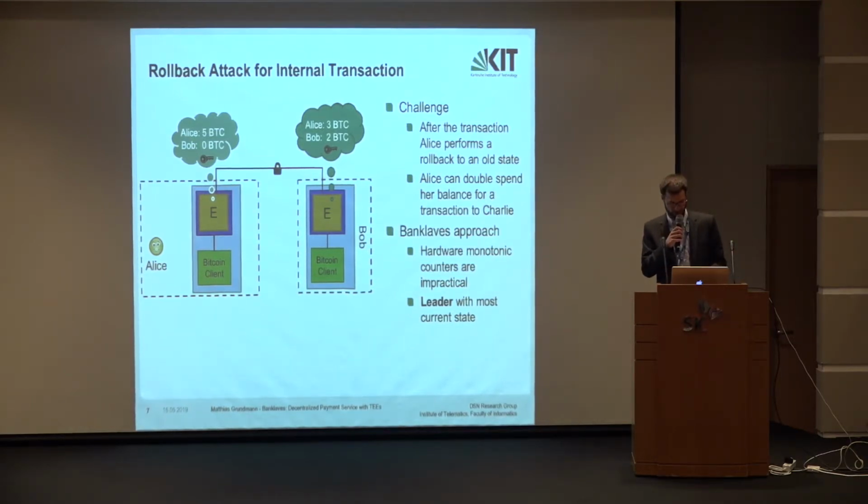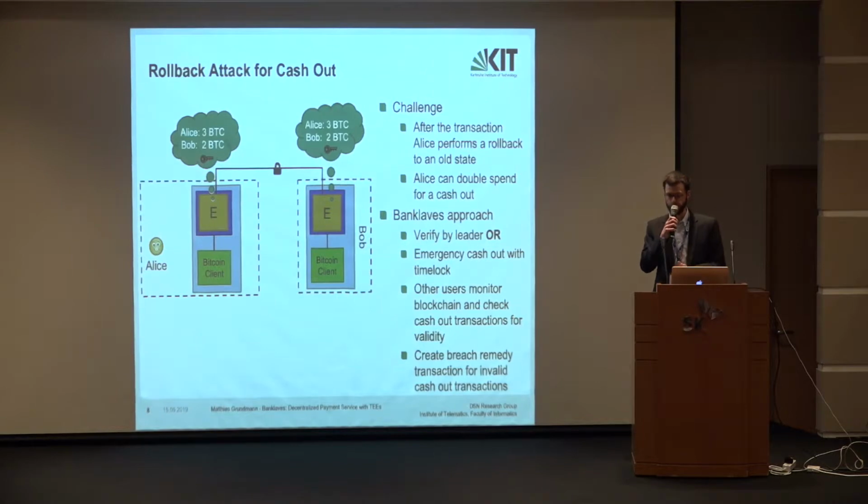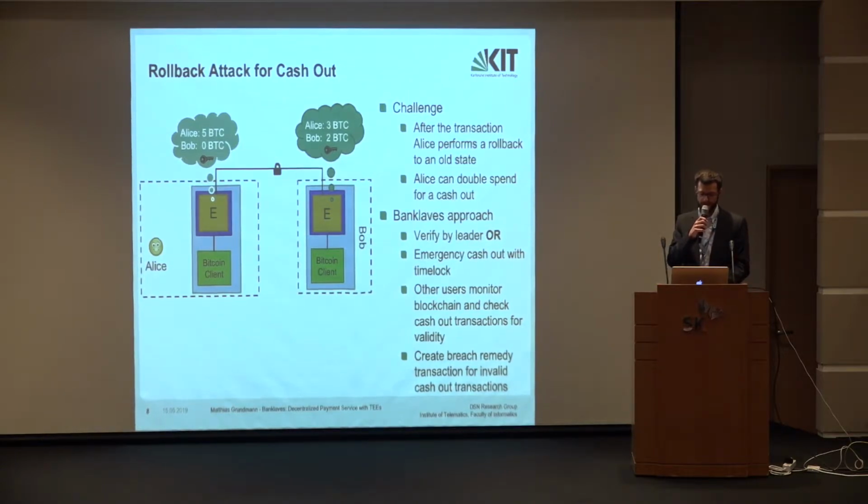I'll come back to this later, but first we look at another rollback attack. Let's go back to the state where Alice has performed the transaction to Bob. Now Alice again performs a rollback to the state where she had 5 bitcoins. And now Alice does not perform an internal transaction, but performs a cash out.